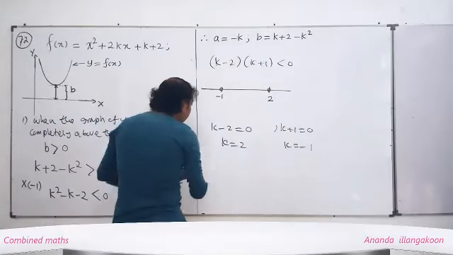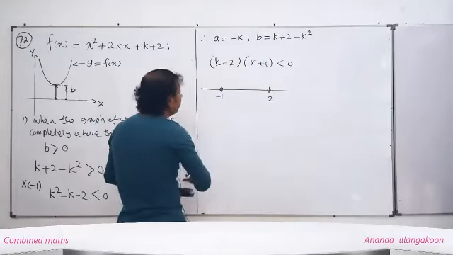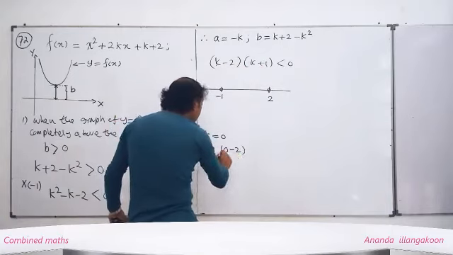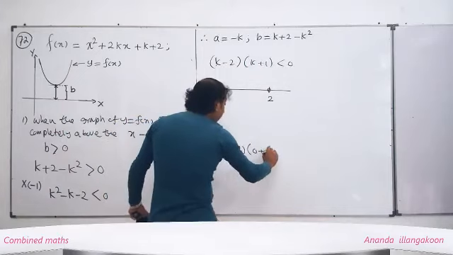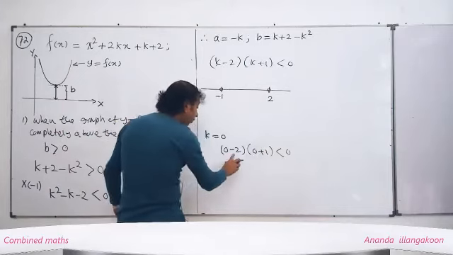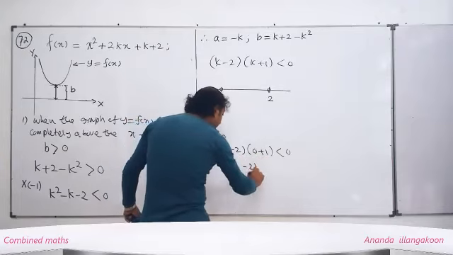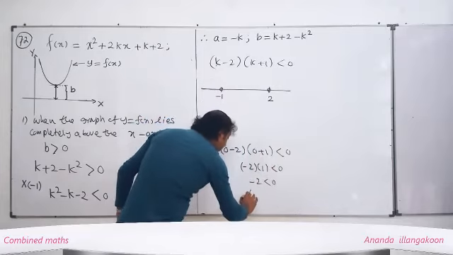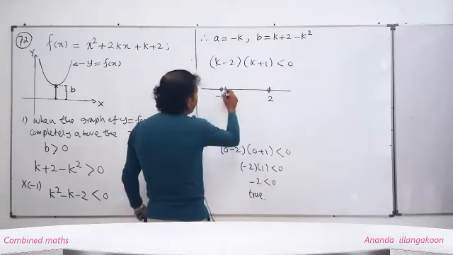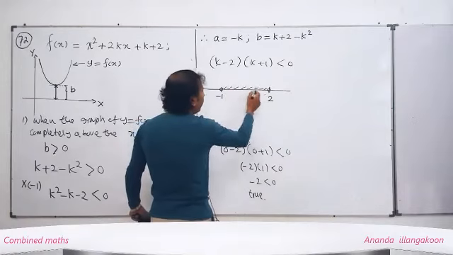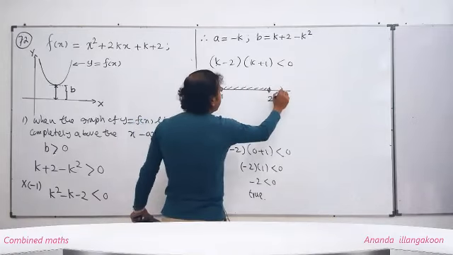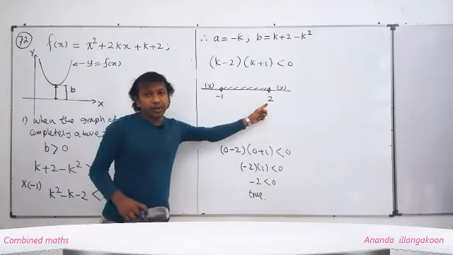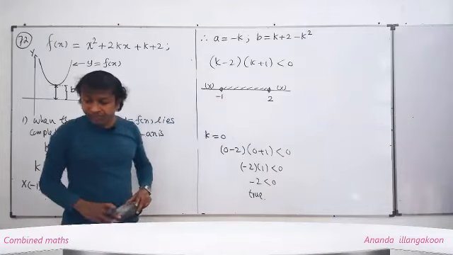When you put k equals 0, what do you get? (0 minus 2)(0 plus 1), and I put less than 0. See whether this is true. This is -2 and this is 1, so -2 is less than 0. This is true. Therefore, this region we have to accept, and the adjacent regions we have to reject. Therefore, you can clearly see k is less than 2 and greater than -1. The first answer is coming.